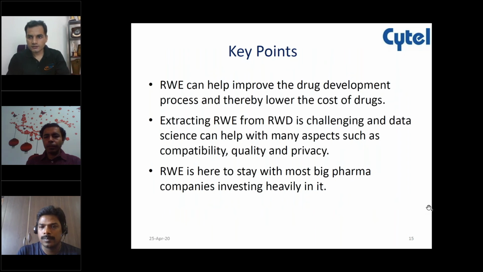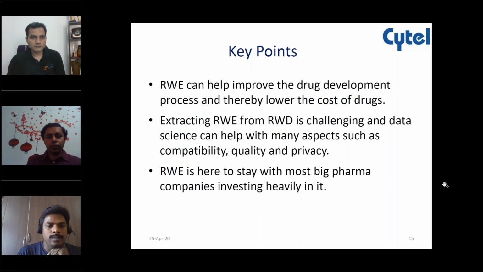That is mostly what I wanted to talk about. And before I end, I want to give some key points. RWE can help improve the drug development process and thereby lower the cost of drugs. I think that is one of the most important objectives, to be able to lower the cost of drugs, because once that can be done, a lot of other advantages can follow.